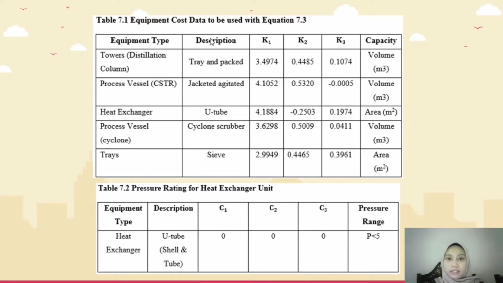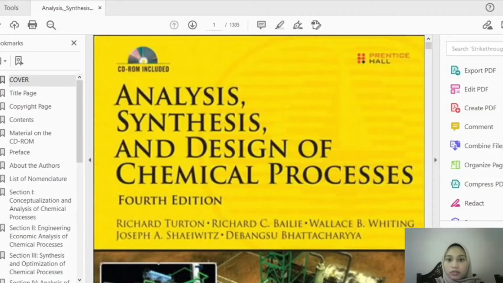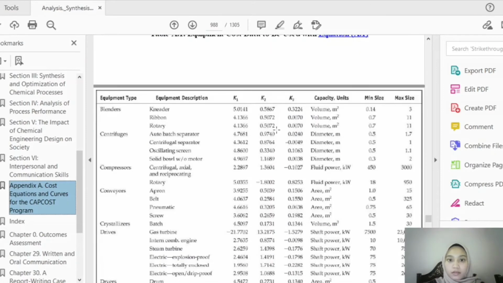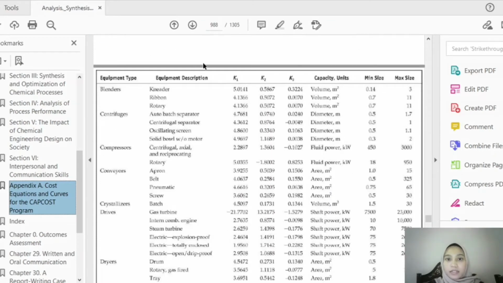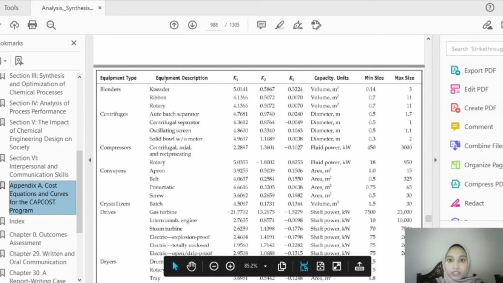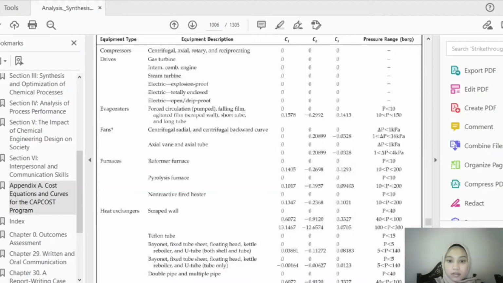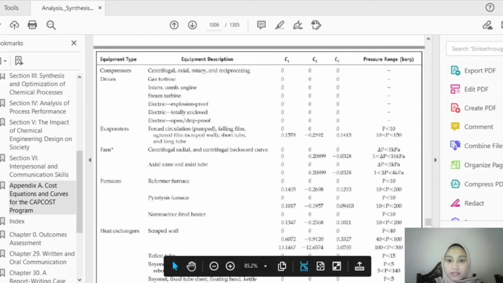So we got description, K value and the capacity from the book called Analysis, Synthesis and Design of Chemical Process. So I will show you this book. Okay, from this book, we got that from Appendix A, and then go to page 988, and then it shows here. Next, for the pressure rating for heat exchanger unit, we got the description, C value and pressure range from this book also, at page 1006. From this we can get the pressure rating for heat exchanger.